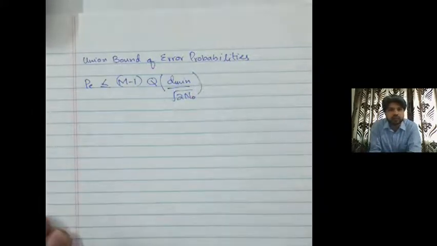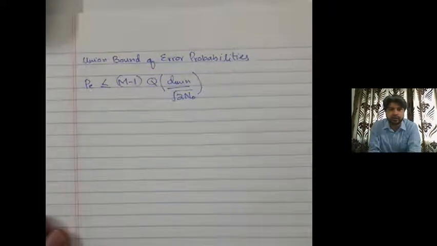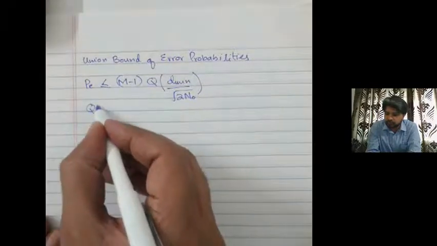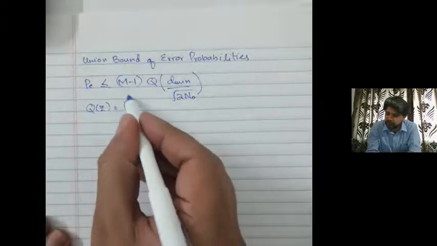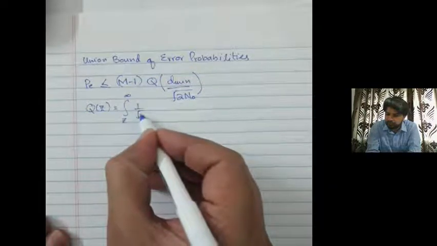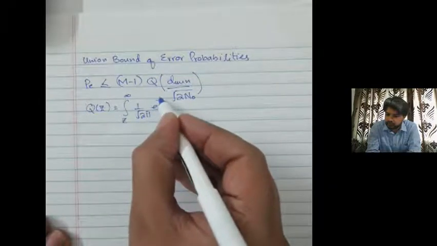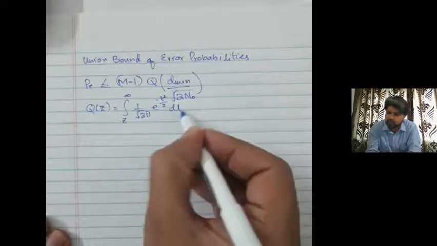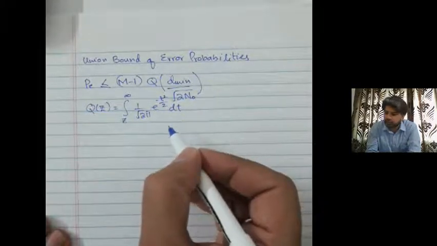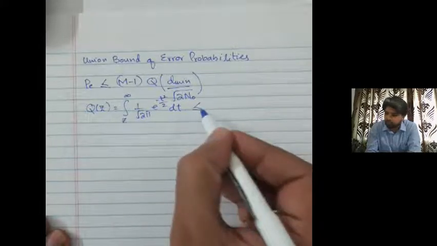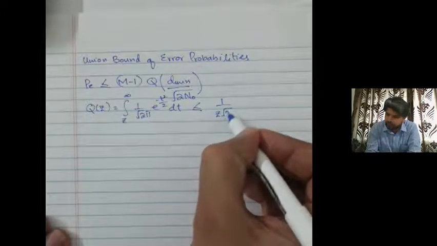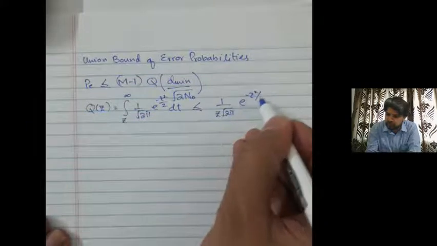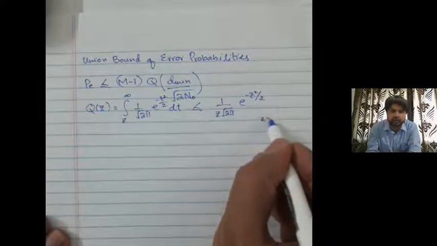Q function of d min over root 2 N naught, where we said that the Q function is nothing but the integral of the tail of a standard normal Gaussian random variable. That means Q of z is nothing but the integral from z to infinity of 1 over root 2 pi e to the power minus t squared by 2 dt. And we said that this Q function is less than or equal to 1 over z root 2 pi e to the power minus z squared by 2. This is a bound which is tight at z greater than 0.